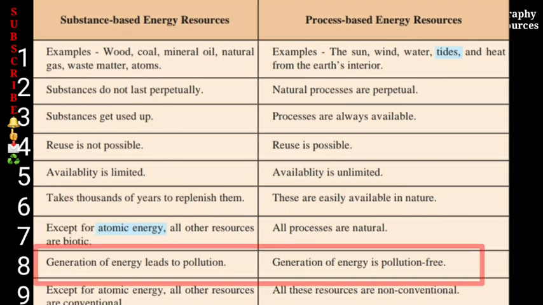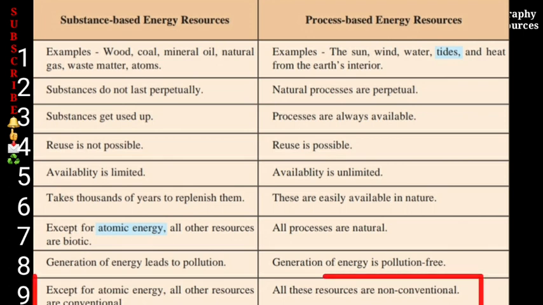Now the ninth characteristic of substance based energy resources is, except for atomic energy, all other resources are conventional. Earlier I told you the meaning of conventional: things which are in regular use. So wood, coal, mineral oil, natural gas, waste matter, all these are conventional, but only atomic energy is not conventional. Nowadays in the modern era, we have started using atomic energy, so it is not conventional.